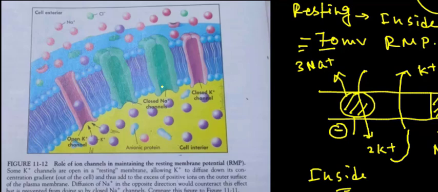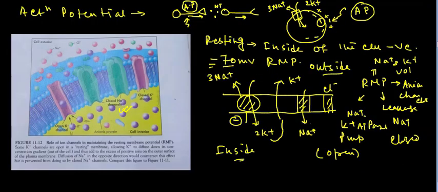Okay, so here the Na plus channel remains closed, and also the K plus channels remain closed, and when any stimulus is added, then this Na plus channel will open, and this causes the entry of more Na plus inside the cell, and this will cause the inside of the cell to become positive. Okay, so this is actually the main cause of the action potential.